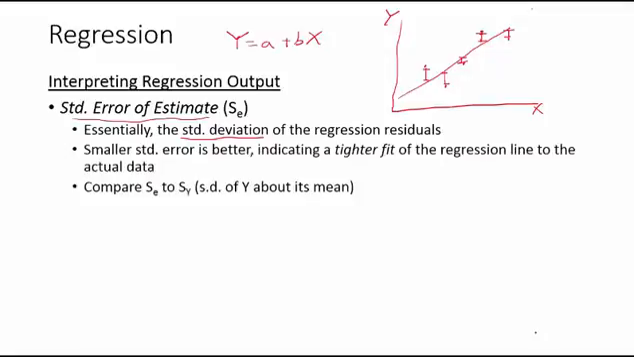Okay, then we compare the standard error to the standard deviation of y about its mean, and that helps us understand how good of a job the regression is doing for us. If that standard error is less than the standard deviation of y, that means what the regression is doing is tightening up the variability of y versus what it was on its own.